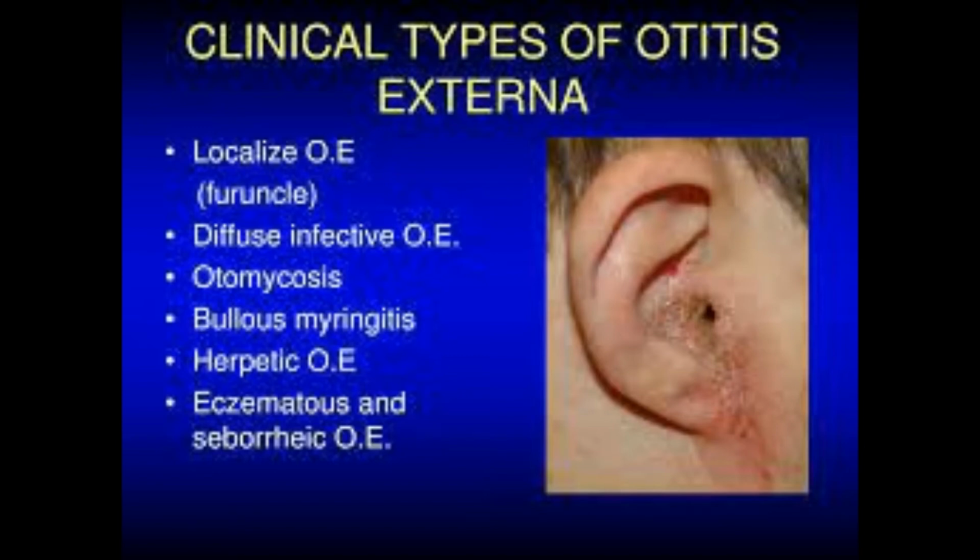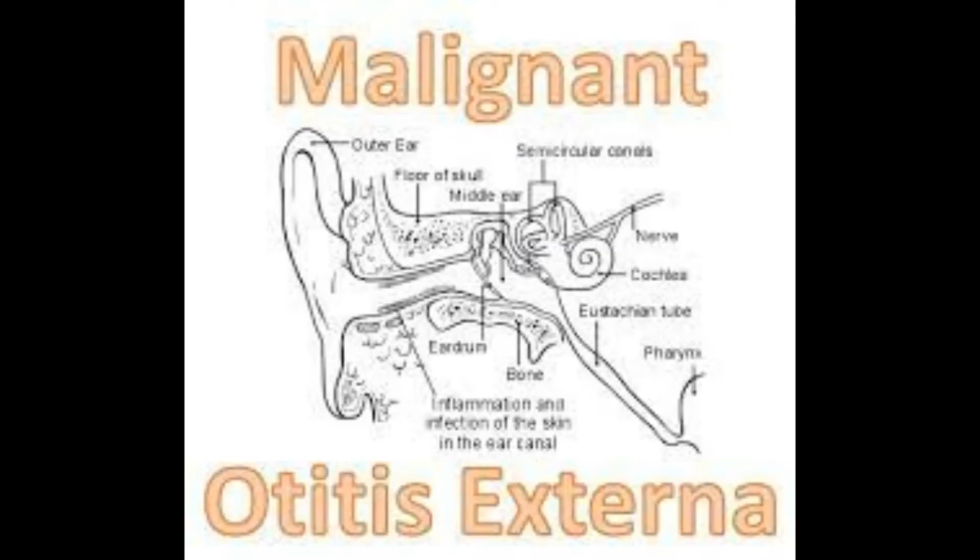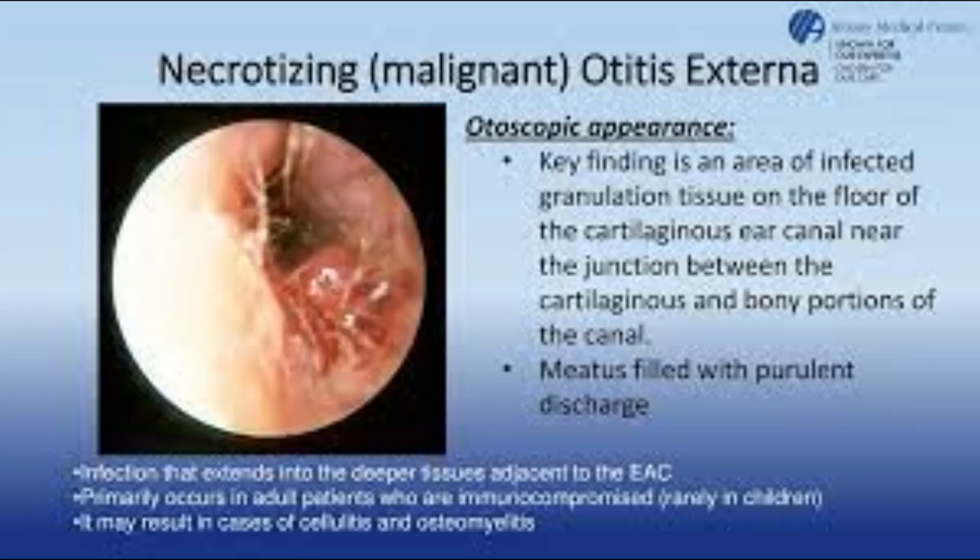The second one is necrotizing otitis externa, which is also sometimes called malignant otitis externa. In this case, there will be severe deep pain, and it will most commonly involve the temporal bone, and it is usually common in the elderly, diabetics, and immunocompromised persons.